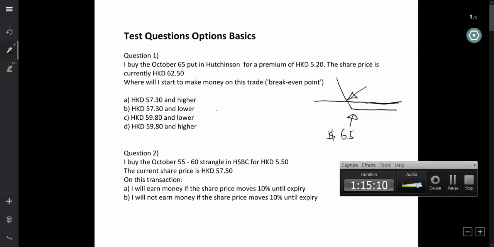The correct answer is, well, higher doesn't work, okay, because you are buying a put, you are long a put. So it has to be something lower. And 59.80 is when you don't actually make any money. Now 59.80 is just 65 minus 5.20. So at that point, you have $5.20 of intrinsic value, which exactly equals the amount you paid as a premium. Okay, but if it's beyond that, you will start to make money.